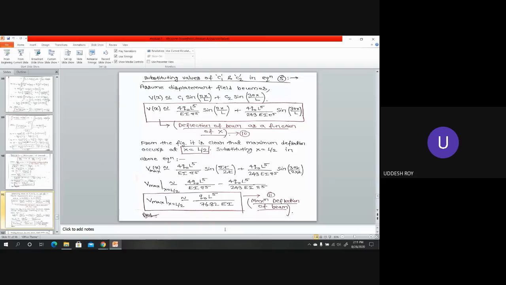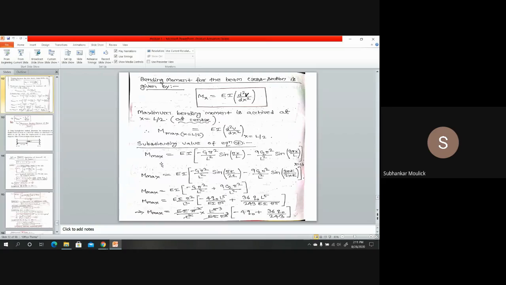Yes, sir. Clear. Next, we need to find out the maximum bending moment of the problem also. So I know that bending moment at any section or at any point in the beam will be given by E into I d2v over dx2. So d2v over dx2 already we have found out.